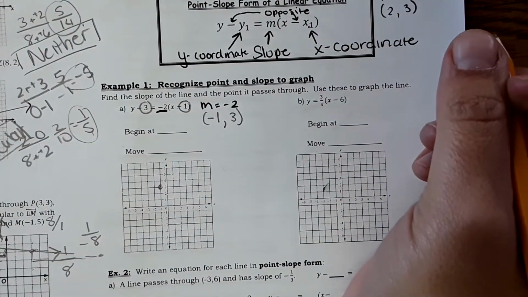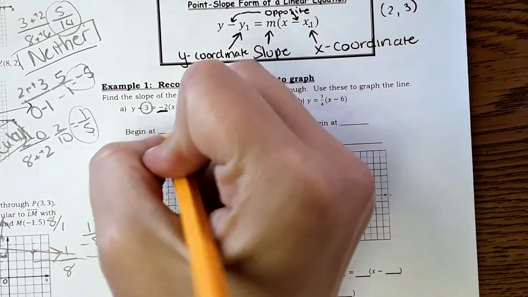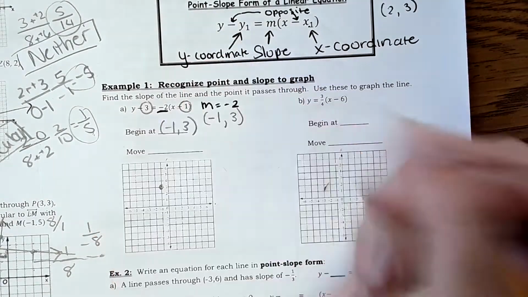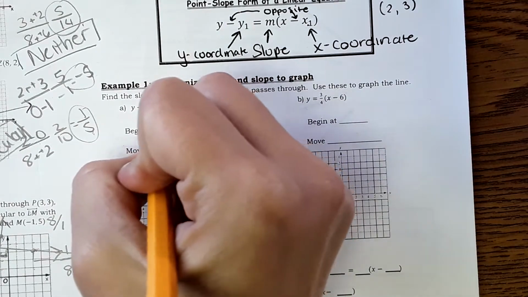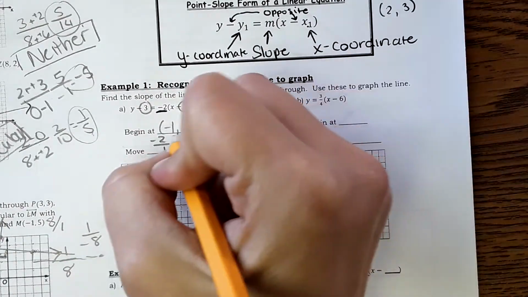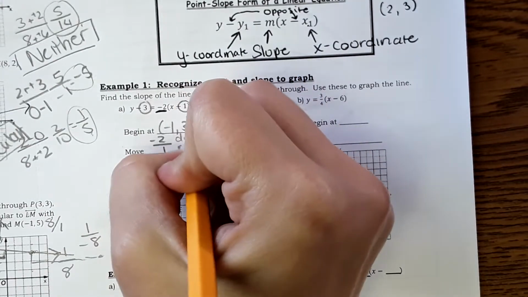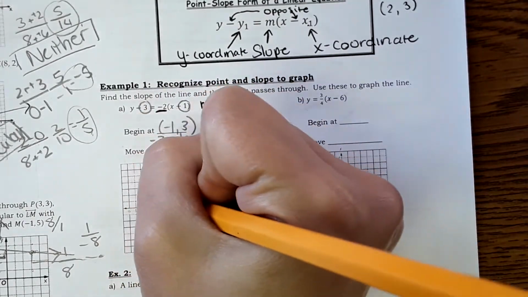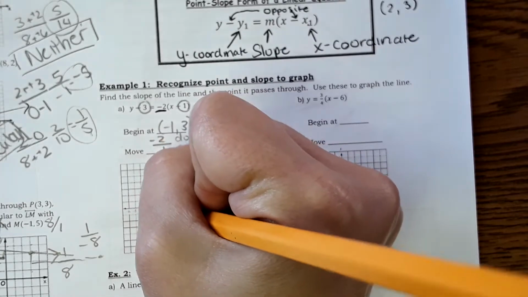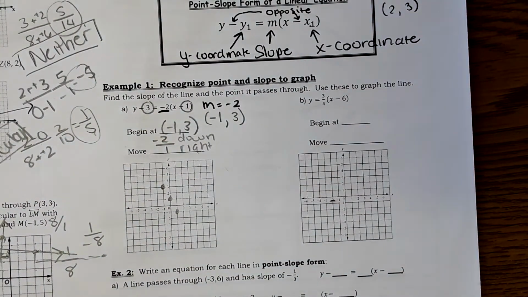And then the slope is -2, so we're going to begin at -1, 3, which is what we did. And then the slope being -2, so -2 over 1, so we move 2 down and right 1. So down 2, to the right 1. And you can continue that pattern and then graph the line.